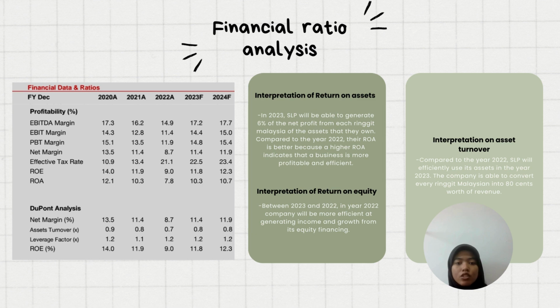Second, interpretation of return on equity. Between 2023 and 2022, in year 2022, the company was more efficient at generating income and growth from its equity financing. And lastly, interpretation of asset turnover. Compared to the year 2022, SLP efficiently uses its assets in the year 2023. The company is able to convert every ringgit Malaysia into 80 cents worth of revenue.